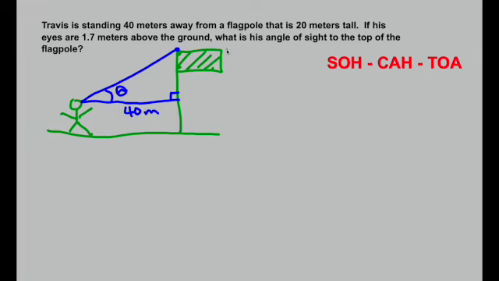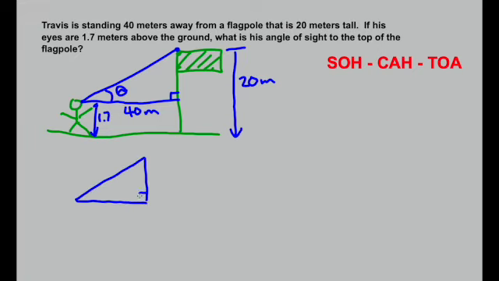We know the distance from the top of the flagpole all the way down here to the bottom is going to be 20 meters. And then finally, we know that the distance from his eyeballs to the ground, here to here, is 1.7 meters. Once again, this is definitely not drawn to scale, but let's go ahead and just take a look at this right triangle right here. I'm going to redraw it over here so it's a little bit easier to see. We know the bottom of it is 40 meters. We're trying to figure out this angle. Now we need one more side, and it's going to be the side right here.